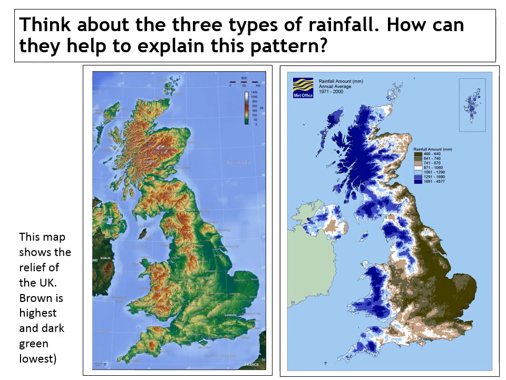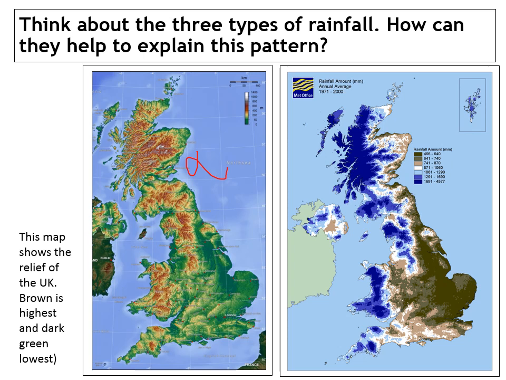Okay, next one. Thinking about the 3 types of rainfall that we've looked at in this lesson, how can they help to explain that pattern? That pattern that we've looked at in the last map. So we've got 2 maps of the UK side by side. This map here shows relief in the UK. So relief means height of land, so where it's flat and where it's mountainous and where it's hilly.